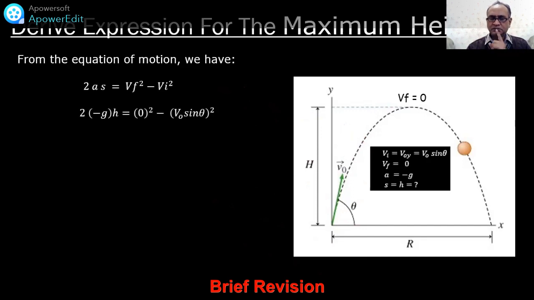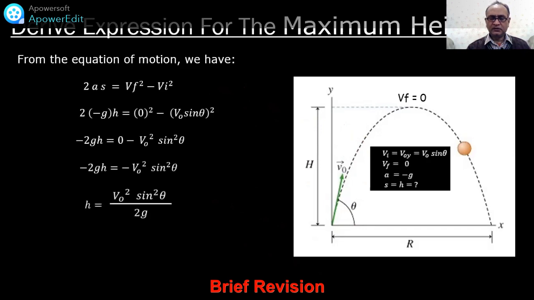Substituting these values over here, we can get the equation, right? Minus 2gh is equal to zero. We're just solving it and we get the value of h. h is equal to v naught square sine square theta upon 2g. So this is the expression to find out the maximum height of a projectile, right?